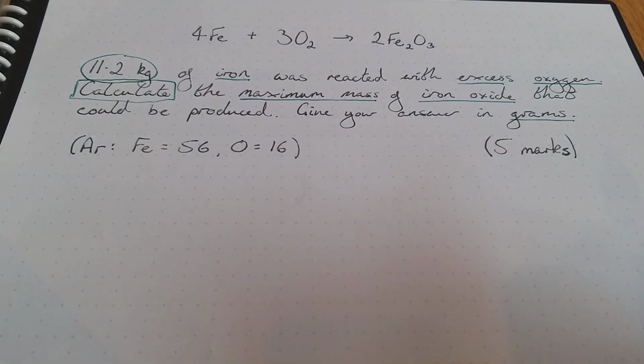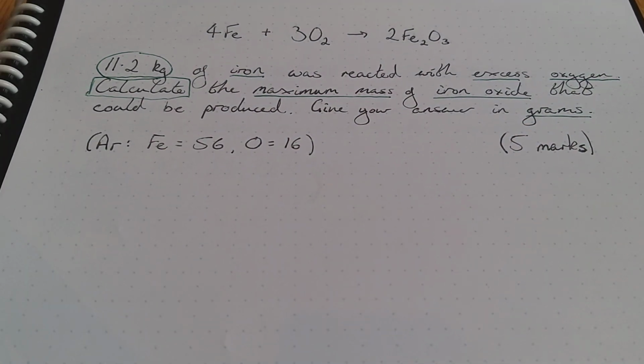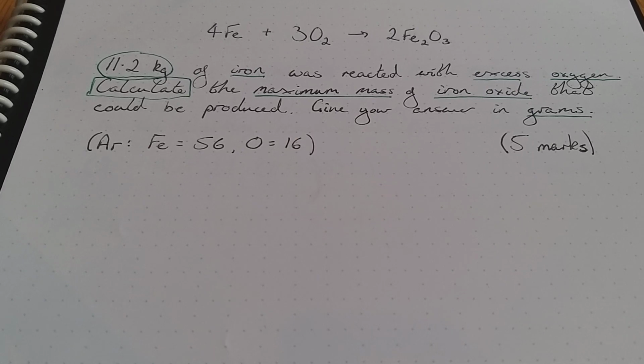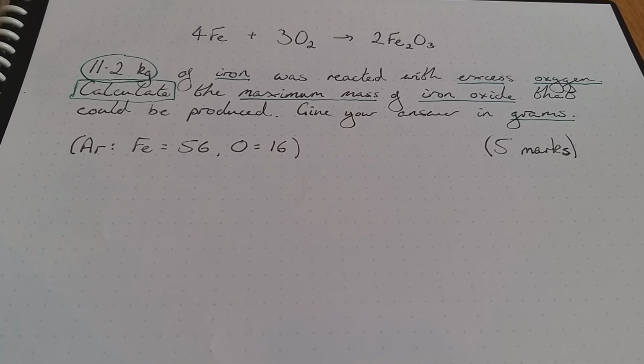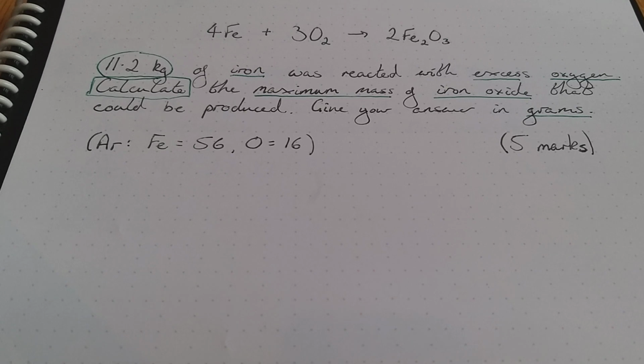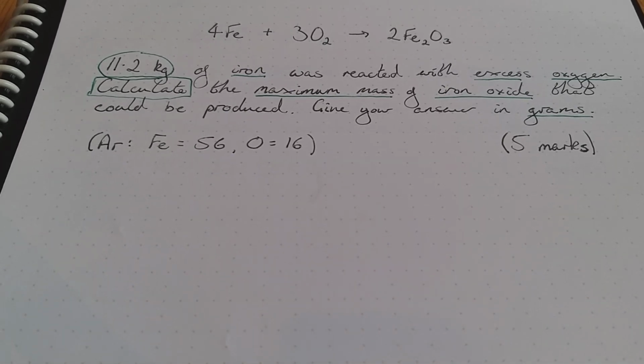So I was right in thinking that we're going to need to do a cheeky little conversion at the start of this. And we've been given the relative atomic masses of iron and oxygen to help us. But remember, if you're not given those in a question, you can always find them on your periodic table by looking at the top number. And this question is worth 5 marks.